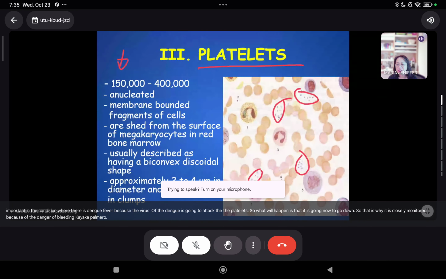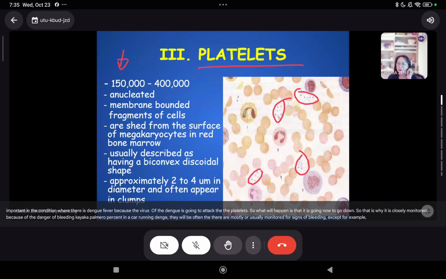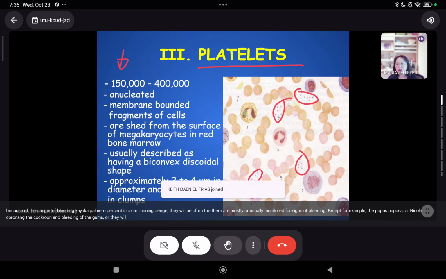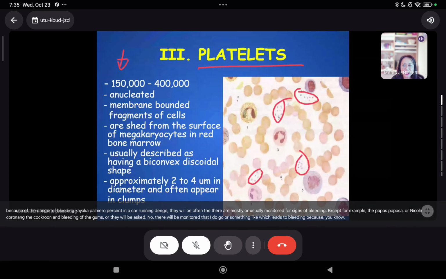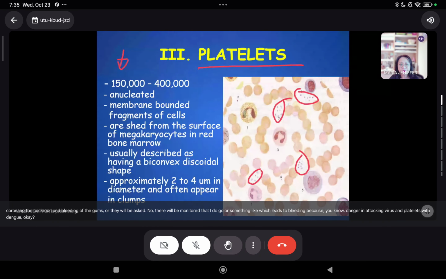Kaya kapag mayroong pasyente na nagkaroon ng dengue, they are mostly or usually monitored for signs of bleeding. Like say for example, nagpapasa-pasa or nagkakaroon ng bleeding of the gums, or they will be asked, no? They will be monitored, nagtae ka ba ng dugo or something which leads to bleeding, because yun yung danger, ina-attack ng virus ang platelets with dengue. Okay?